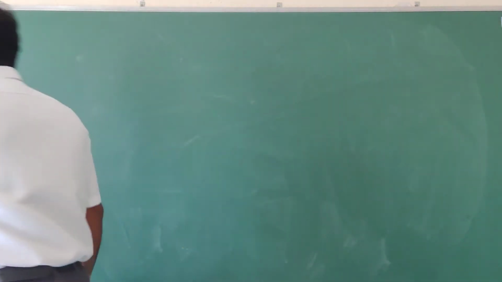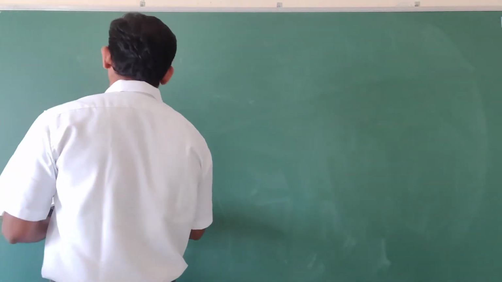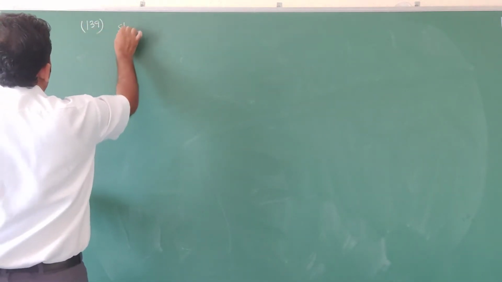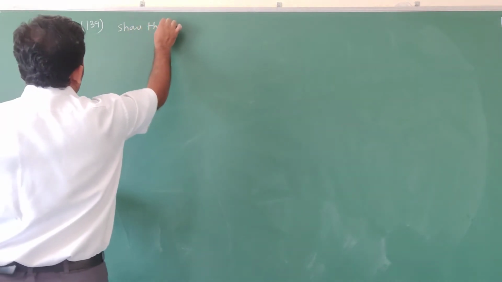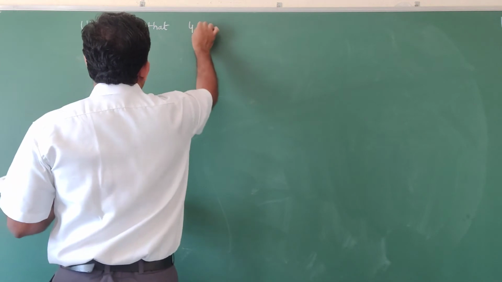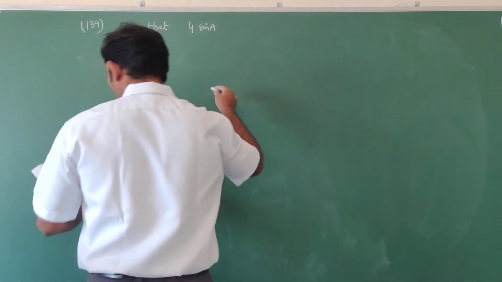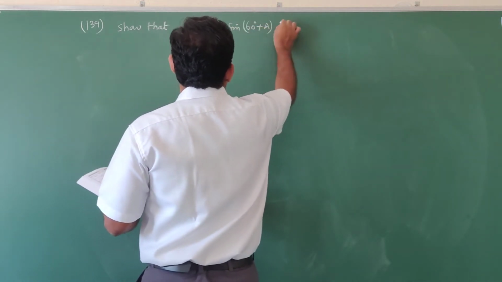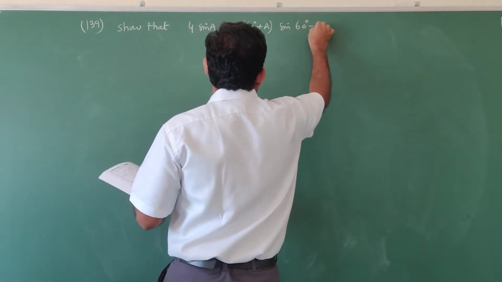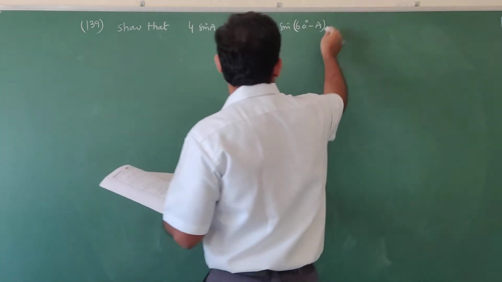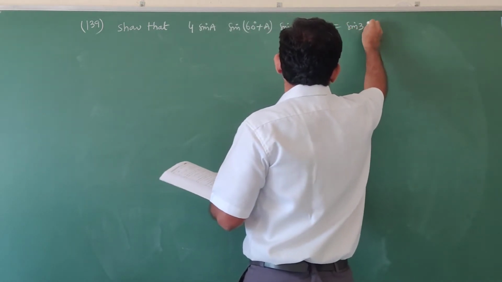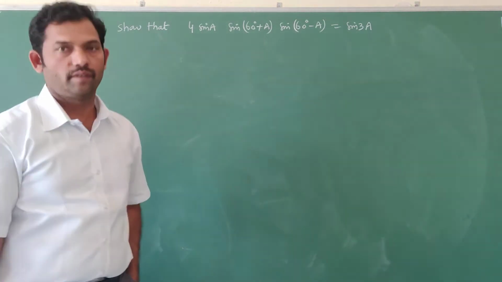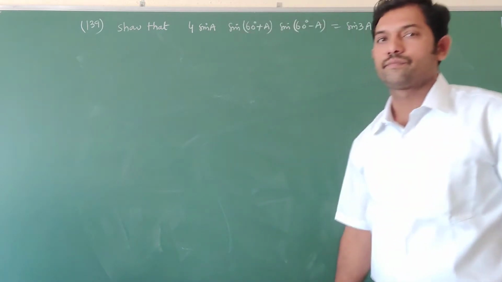Right, next one. Question number 139. Show that 4 sin A sin 60 degrees plus A sin 60 degrees minus A is equal to sin 3A. Very simple bit and also very important.